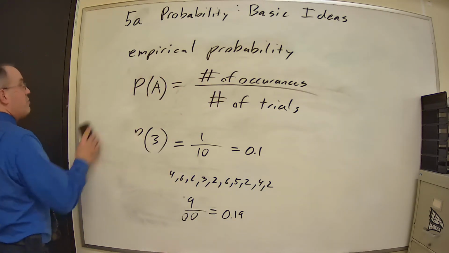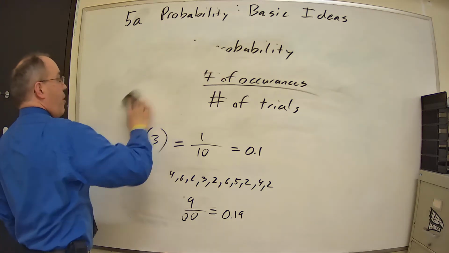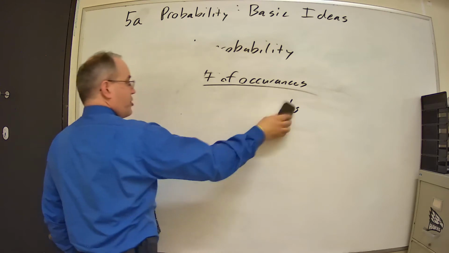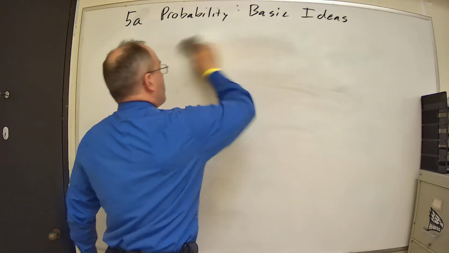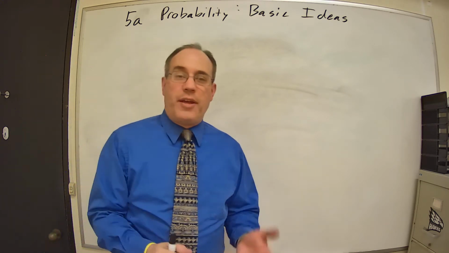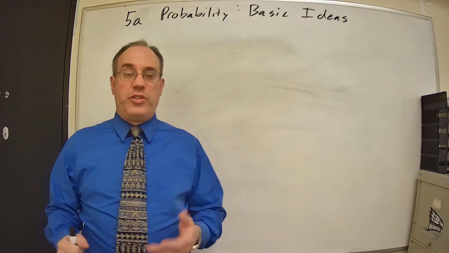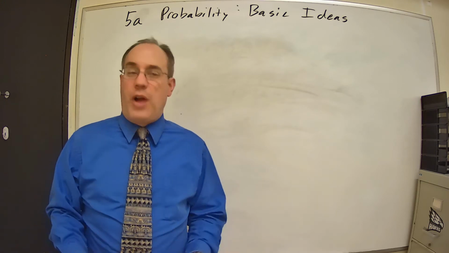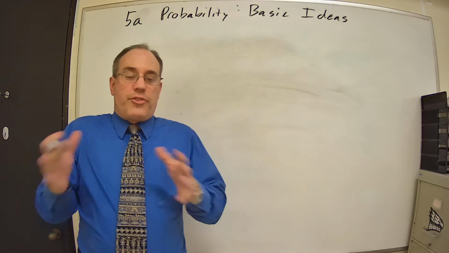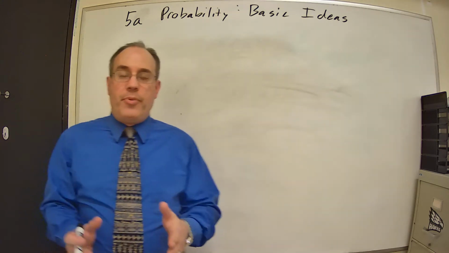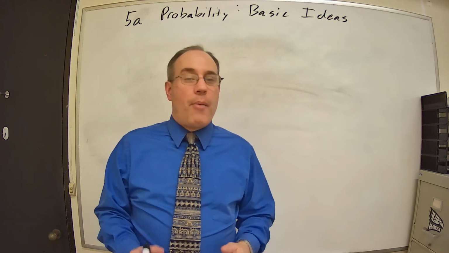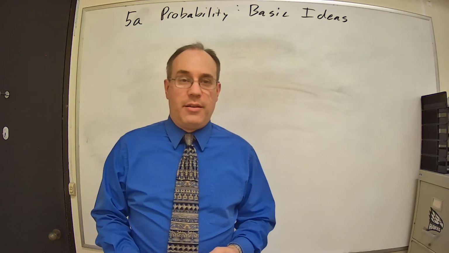So thus far, this is, as I said, basic ideas of probability. We have the theoretical or classical probability, which is just the number of desired outcomes over the total number of possible outcomes. We have the experimental or empirical probability, which is the number of occurrences over the number of trials. And then we have also the terminology and realizing that probability is always between 0 and 1, which means never tell me that the probability is 25%.